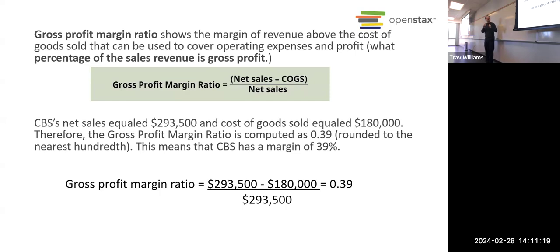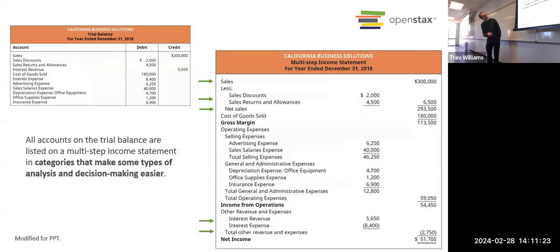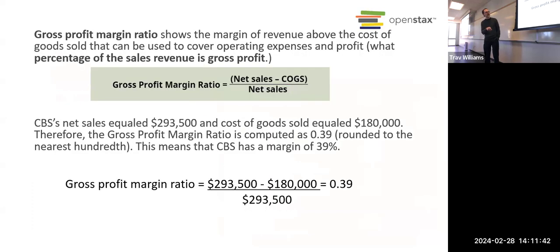So in this case, this is from that example. Notice cost of goods sold is 293,500, right? No, that's net sales, sorry. Net sales is 293,500, and gross margin is 113,500. And then cost of goods sold is 180,000.